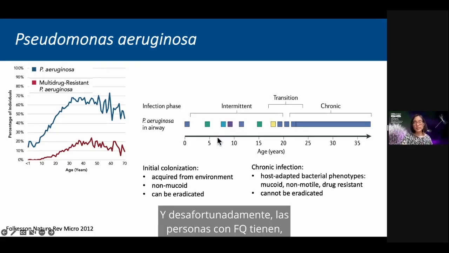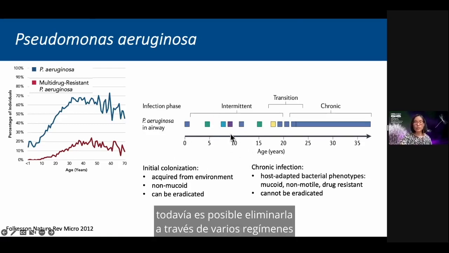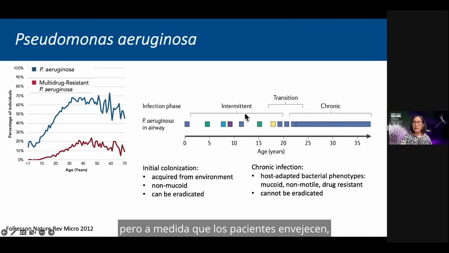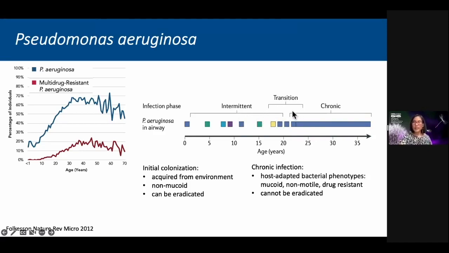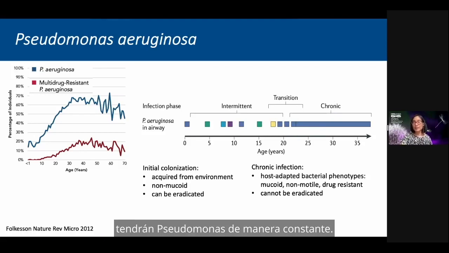And unfortunately, people with CF have, for the reasons I've outlined earlier, vulnerabilities that make them colonize and then subsequently chronically infected. In this early stage of infection, it is still possible through various regimens of what we'll call eradication therapy to be cleared. But as patients get older, there is a transition, and this is not a one-time thing, but there is at some point a transition to chronic infection defined by the fact that now sputum cultures will consistently have Pseudomonas.